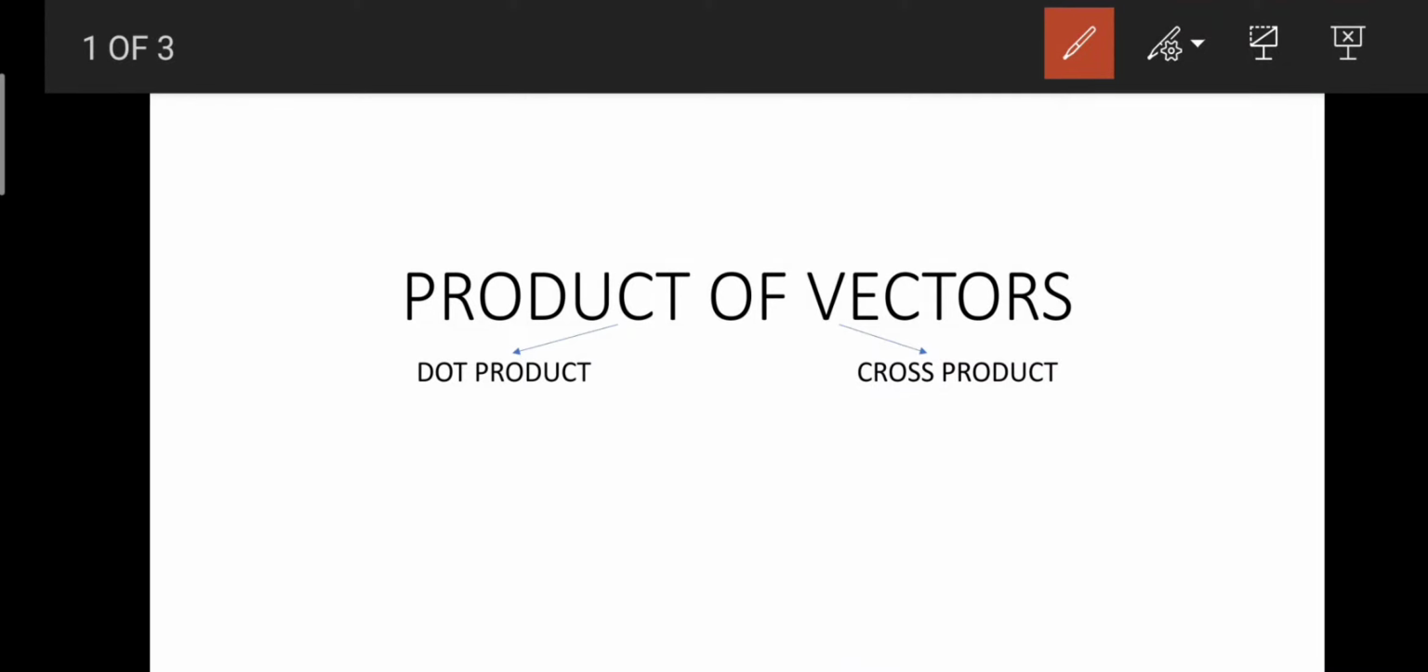Assalamu alaikum students. Article for today is the product of vectors, and when we study the product of vectors, we come to know that there are basically two methods through which we can multiply the vectors. When two vectors are given, like suppose vectors a and b, and when we multiply those vectors and as a result we get a scalar quantity, then this product is known as the scalar product or the dot product.